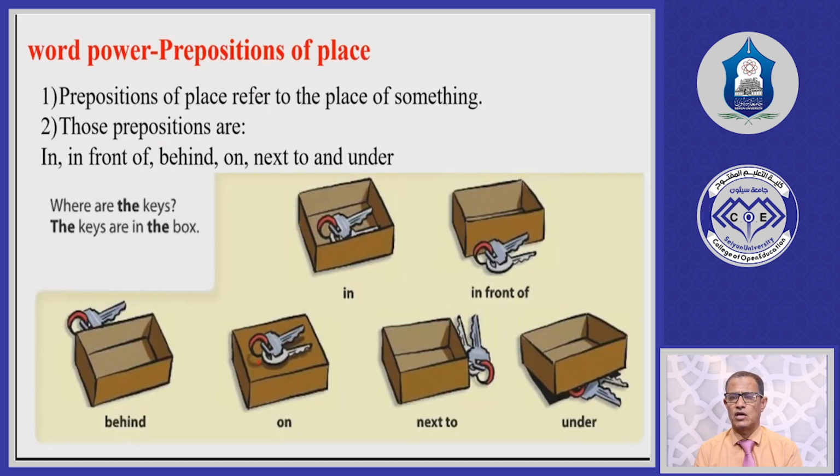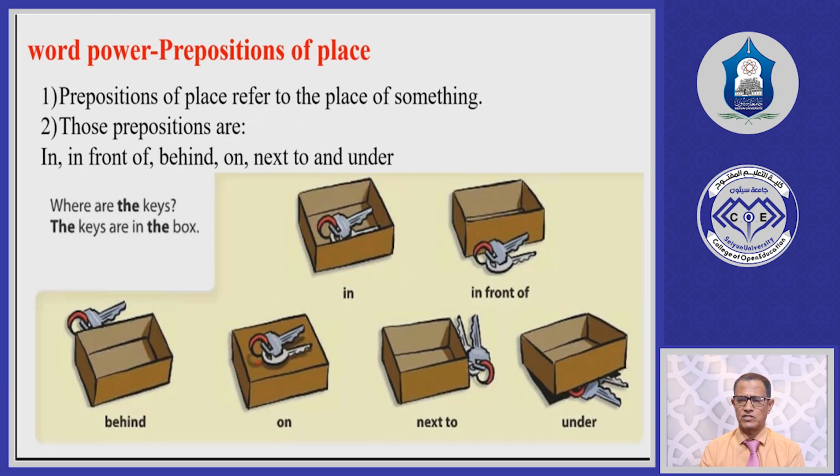Now look at this word power, prepositions of place. We have some prepositions in English which are called prepositions of place, and those prepositions usually refer to the place of something. That means they give the place of something. Those prepositions are in, in front of, behind, on, next to, and under.